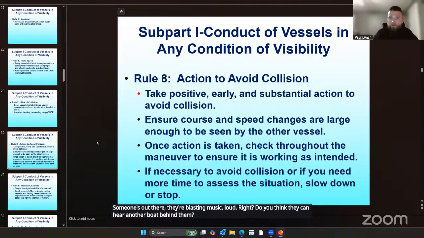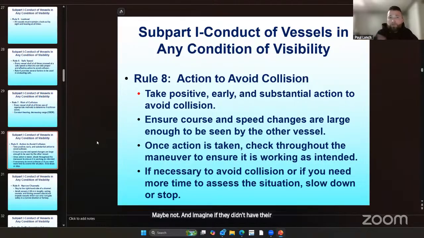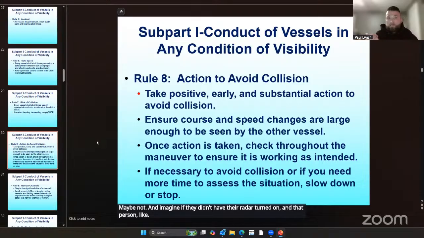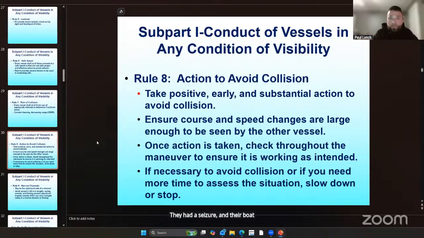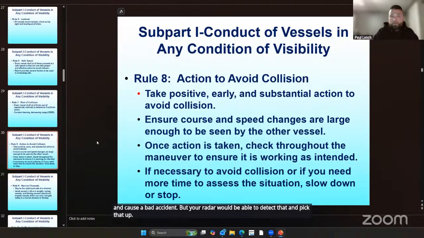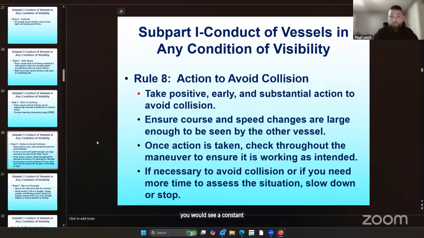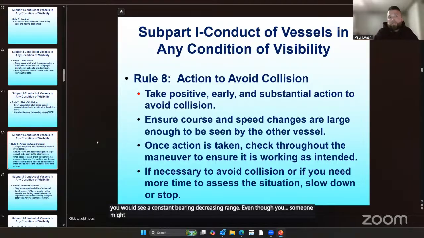Maybe not. And imagine if they didn't have their radar turned on and that person had a seizure and their boat was still engaged. You wouldn't hear them and that boat would run into you and cause a bad accident. But your radar would be able to detect that and pick that up. You would see a constant bearing, decreasing range. Even though someone might have their music too loud, which isn't smart, you would actually see that on the radar.